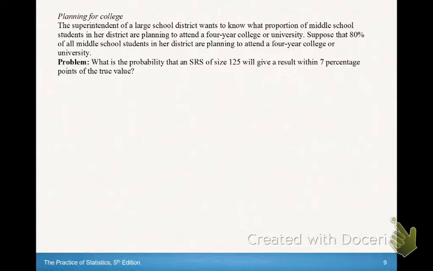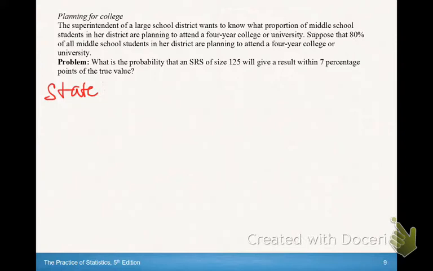Okay, these are the problems where we have to start using that state, plan, answer, do, and conclude. So we're going to start with that. For part one, we're going to state what we know. So we want to find the probability that the percentage of middle school students who plan to attend a four-year college or university falls between 73% and 87%.